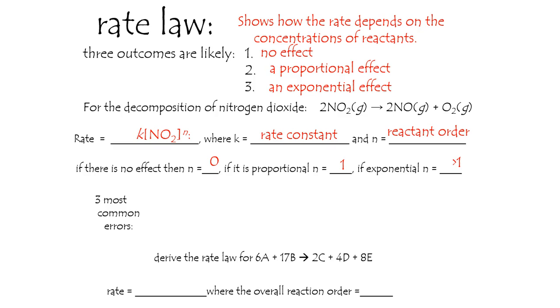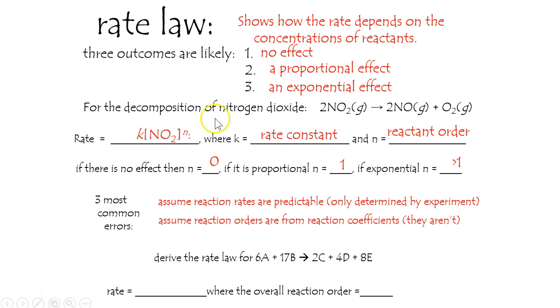Some common errors. 1, students assume that you can determine what n is without doing any experiments at all. No, you have to do rate law experiments to figure out what's the deal. 2, we assume these numbers here, these coefficients, become the exponents. They do not. This might be more of a problem after you've studied equilibrium, where they do. But for rates, the reactant order has to be determined by experiment.